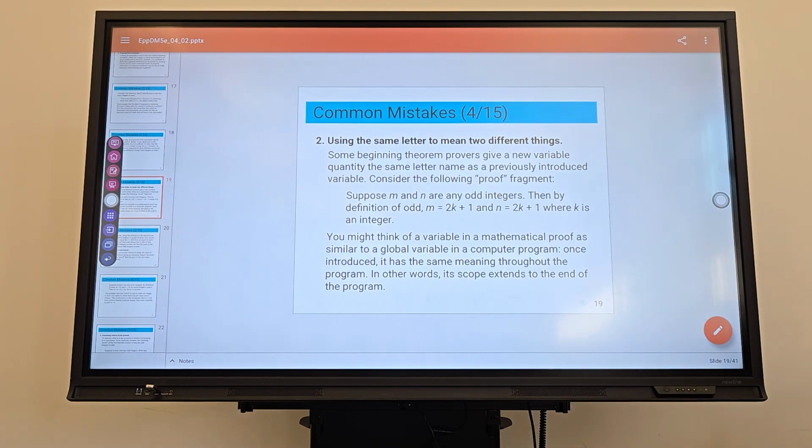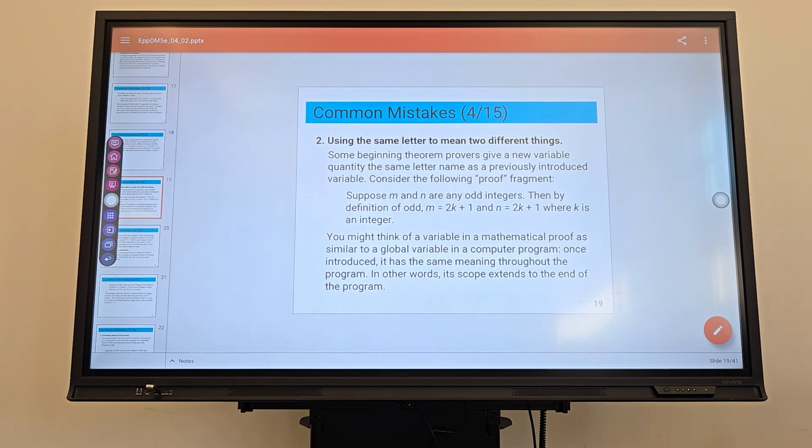Using the same letter to mean two different things. Think about a symbol or letter that you're using for a variable. It has scope. In computer science terms, they have global scope. So you declare a variable at one point in the proof, and its scope is the entire proof, through the end of the proof.